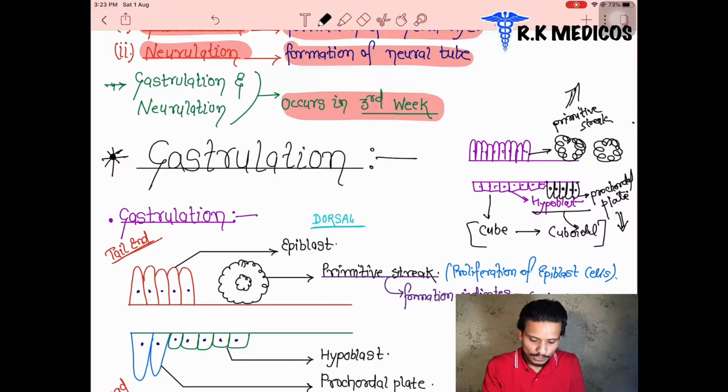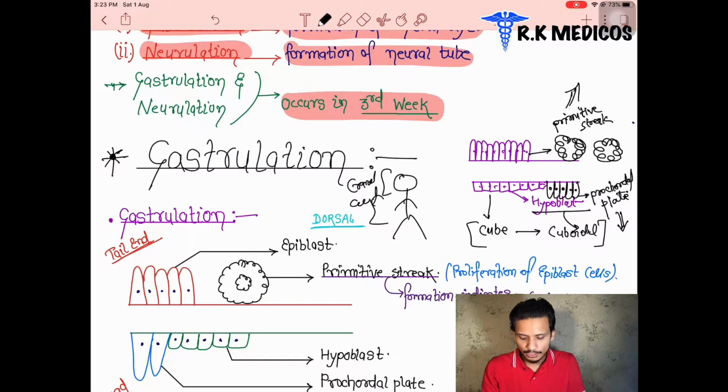Suppose that this is any person here. This structure is called the cranial part, and this structure is called the caudal part. Simple, caudal. So this is cranial, and this whole structure is caudal. Now you tell me, the mouth is situated in which part? That is of course in the cranial part.